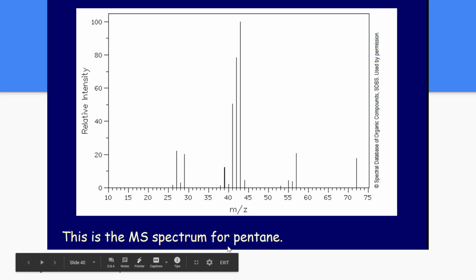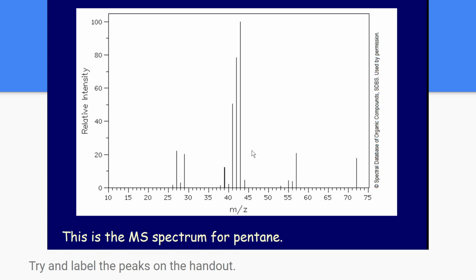You should be very familiar with pentane, 5 carbons, just hydrogens on every carbon. And this peak, which is called the molecular ion peak, is 72.